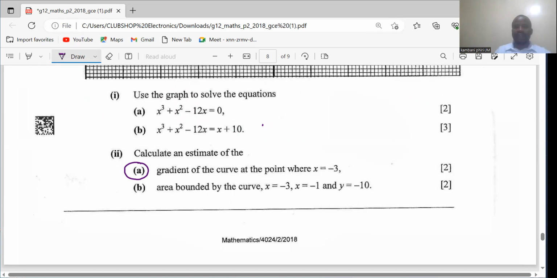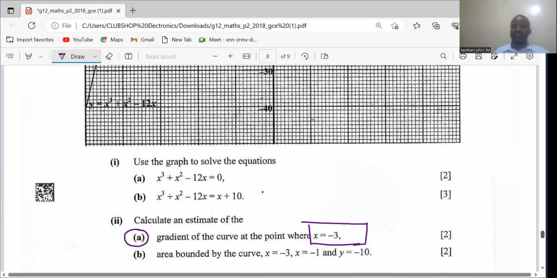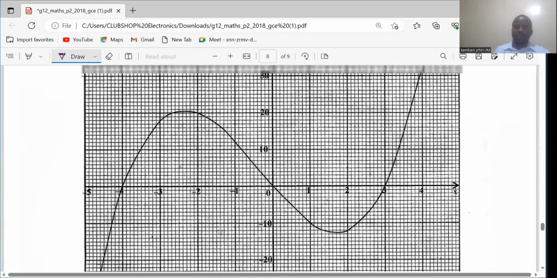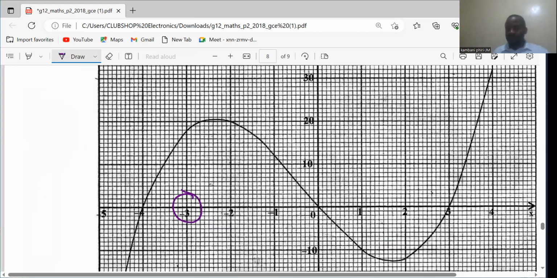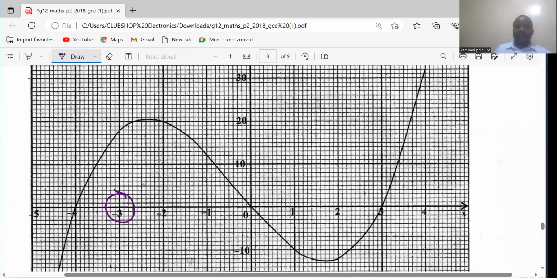Calculate an estimate of the gradient of the curve at the point x is equal to -3. So here we are not going to pick points. What we need to do is to identify this point on the curve, which is x is equal to -3. So you go to -3, then you move up to the curve. So this is where my -3 is.